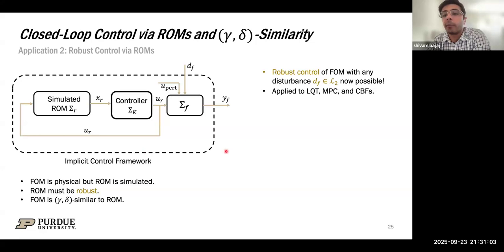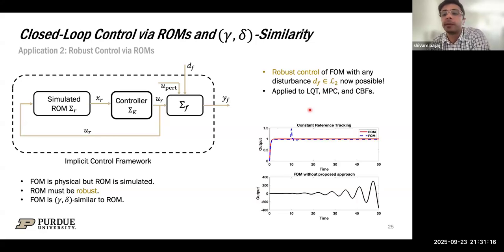But what we are now able to show is that by using reduced order models in this framework and combining it with gamma delta similarity, we can now do robust control of the original system for any disturbance in the class of L2. And we can now apply it to various applications such as linear quadratic tracking, MPC, and control barrier functions. And here's an example of constant reference tracking that we have considered.